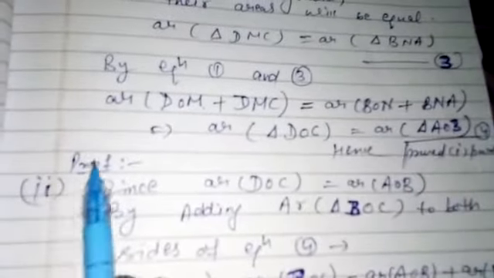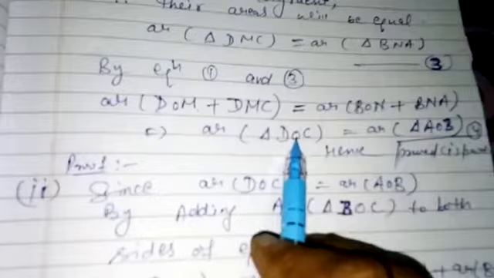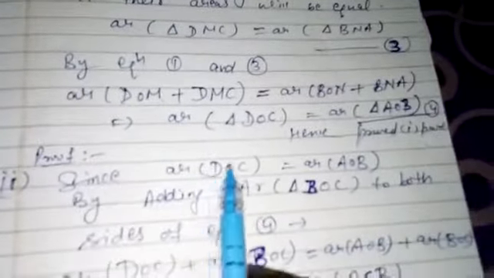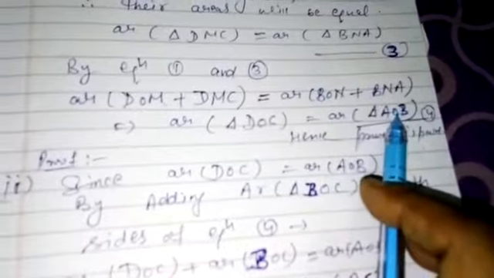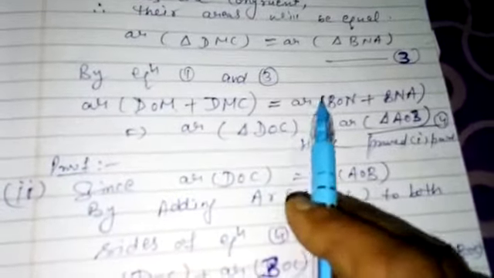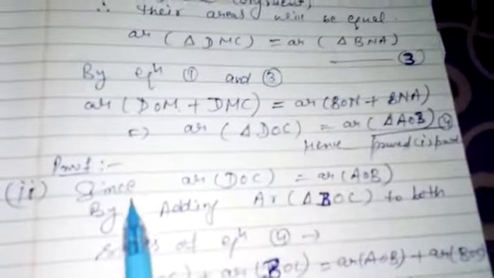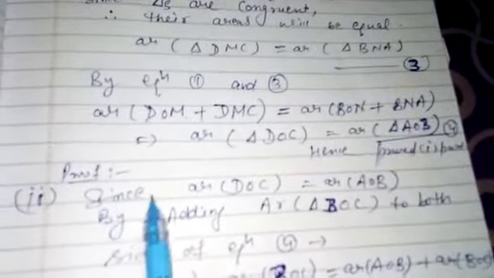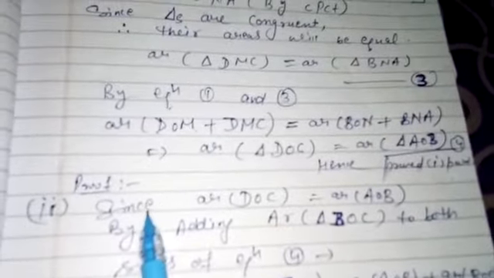First part is proved. Now here you have to write the second part to prove. Write yourself what you have to prove, then I am telling you the second part proof. Since area of DOC is equal to area of AOB, we have proved here. Since means now in first part we proved this, and now it is given to us in second part. Which thing we have proved in first part, in second it will be given.